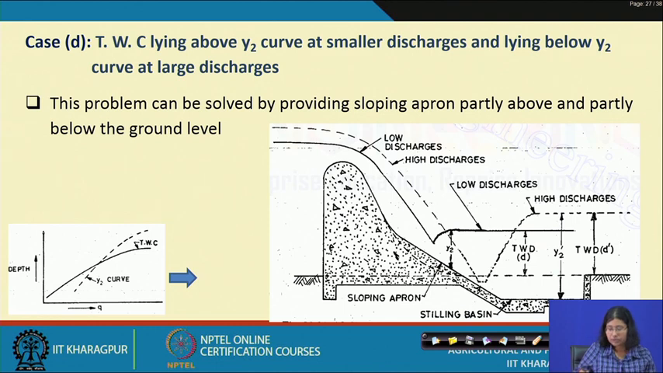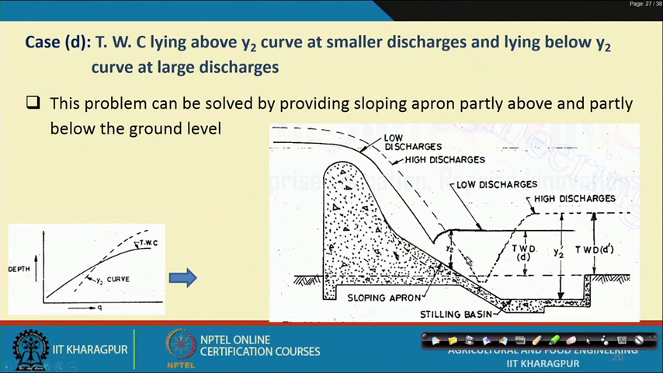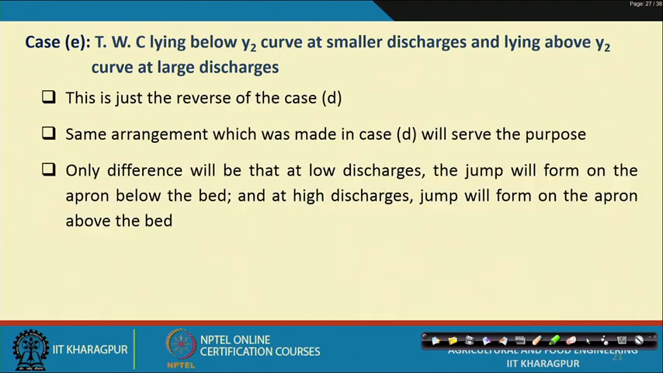So, here we provide a sloping apron partly above and partly below the ground level. This way we can solve this kind of energy dissipation problem. And now the last case.